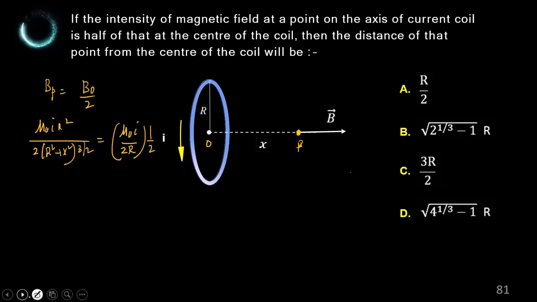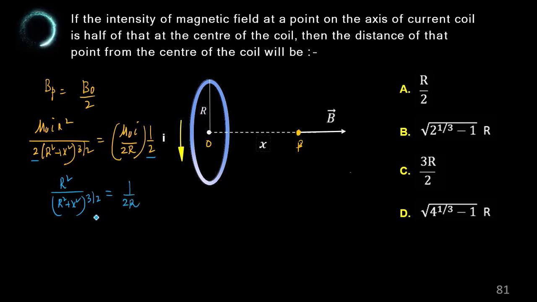Okay, so to simplify it, ultimately what I am getting is that mu naught I cancels out. In the numerator R square is there, and these two cancel out. So R square divided by (R square plus X square) whole to the power 3 by 2 should be equal to, mu naught I cancels out, 2 cancels out, so 1 by 2R. So ultimately we are getting 2R cube equals (R square plus X square) whole to the power 3 by 2.